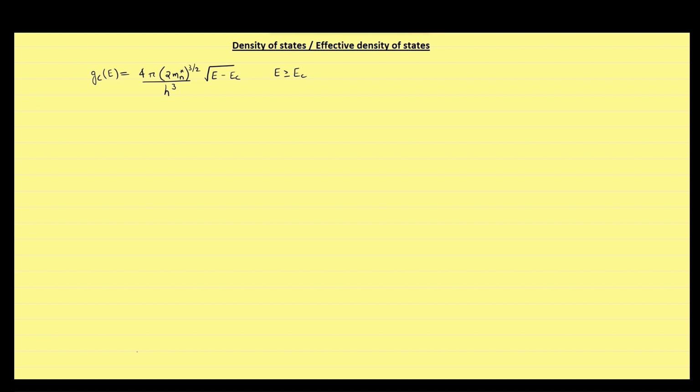Similarly, the formula for density of states in valence band is given as 4 pi into 2 into effective mass of hole raised to the power 3 by 2 divided by cube of Planck's constant into square root of EV minus E. This expression is valid when E is smaller than or equal to EV.